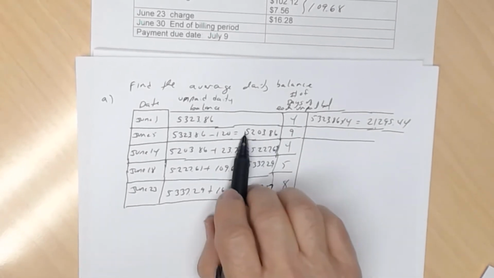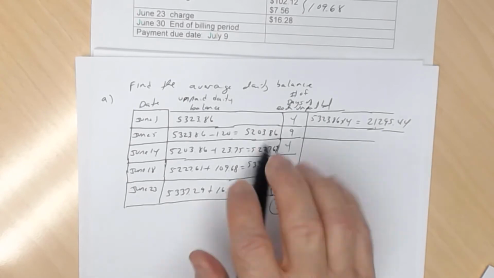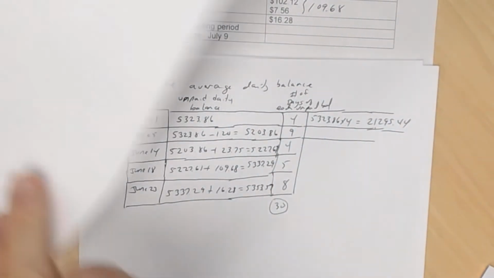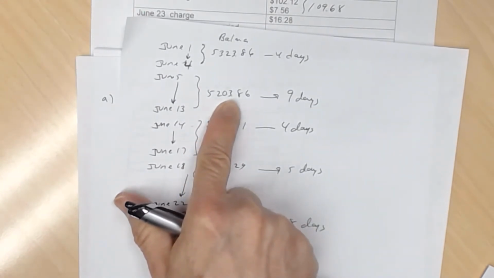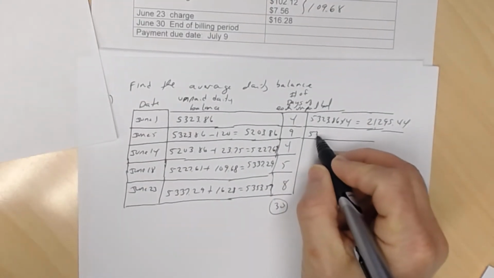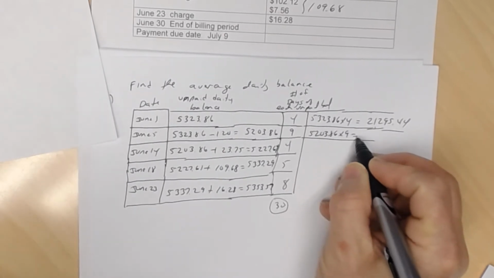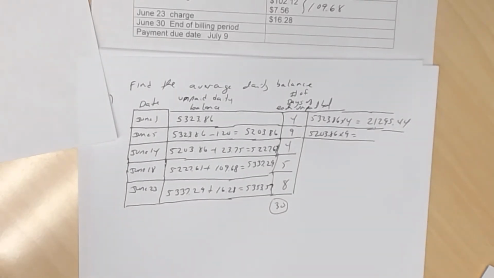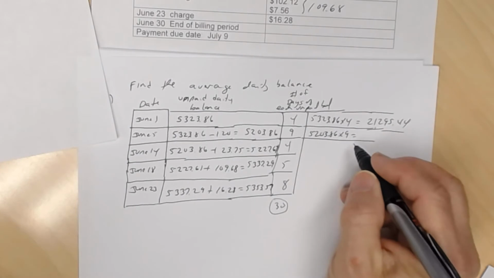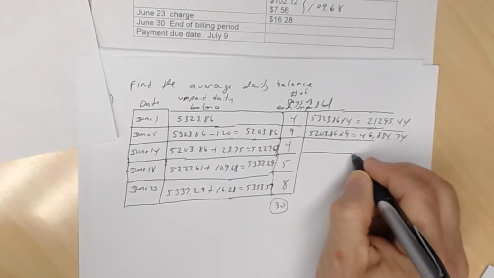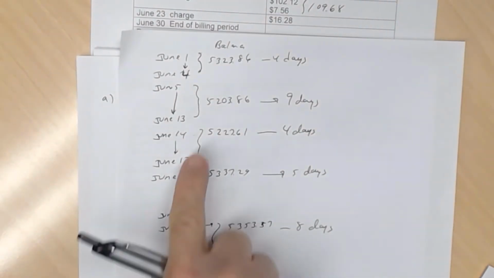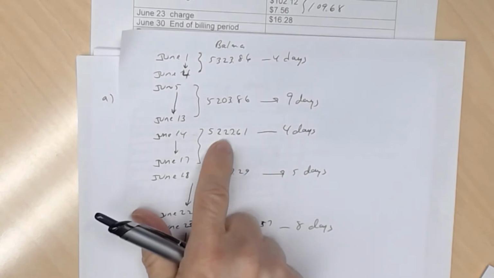So again, rather than saying this amount added 9 times, say that amount times 9. Okay, so that's going to be $5,203.86 times 9 equals, let's see what we get there. 5203.86 times 9. So I get $46,834.74. Same thing with the next one. So rather than saying this plus this 4 times, I can say this times this.